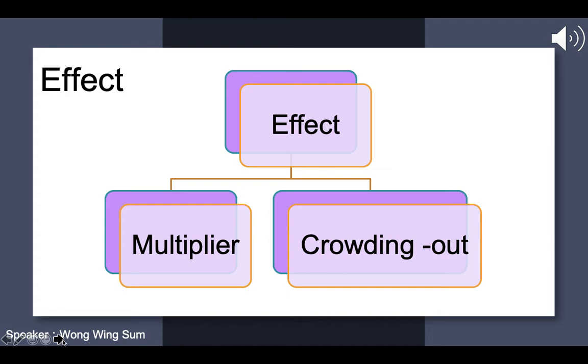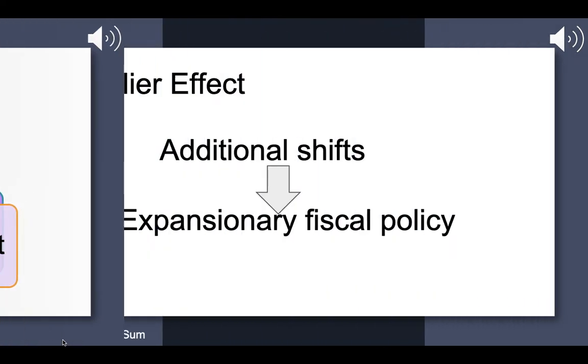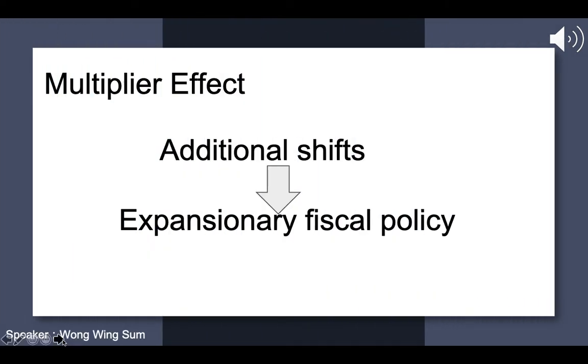We know that fiscal policy can be expansionary and contractionary, but they have the multiplier effect and crowding out effect. How do they make government purchases and taxes increase or decrease? First, I would like to tell you the definition of the multiplier effect. The multiplier effect means the additional shift in AD that results when expansionary fiscal policy increases income and thereby increases consumer spending.